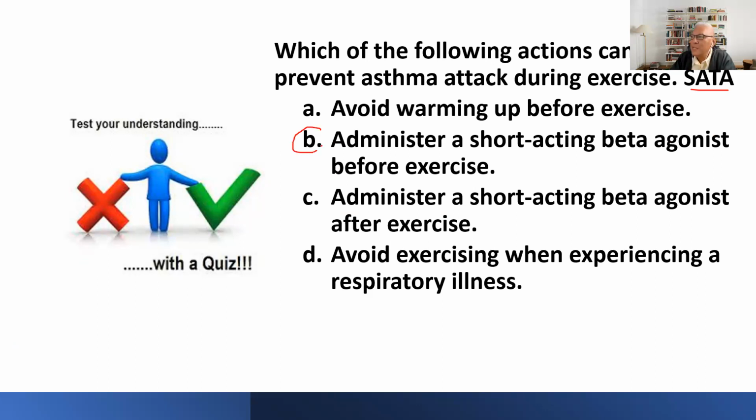All right, B and D are correct. Very good. Option A is wrong because the patient should warm up for at least 10 minutes before exercising. And option C is wrong because the administration of short-acting beta agonists should be before the exercise, not after. Okay.